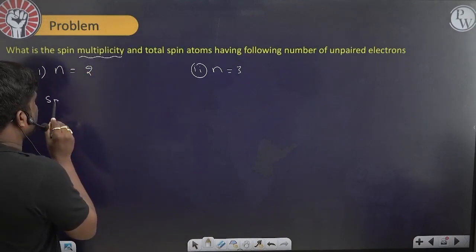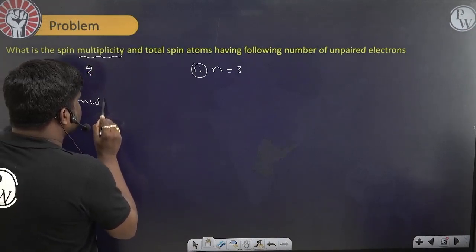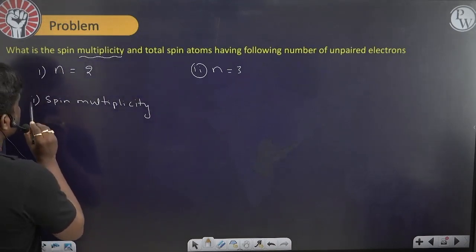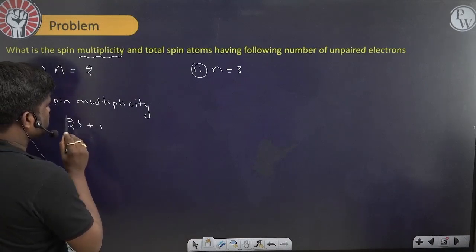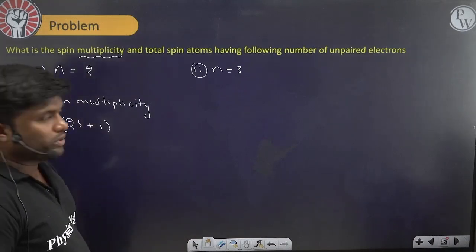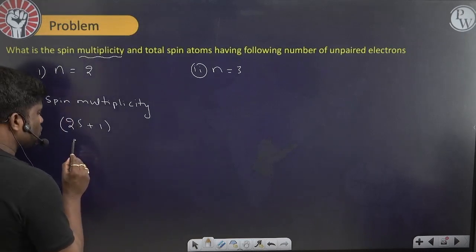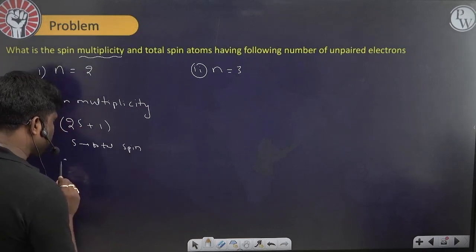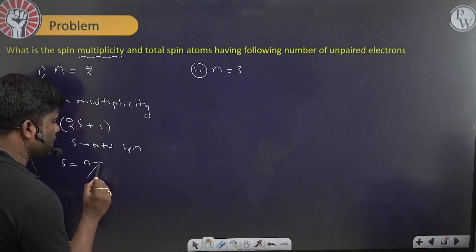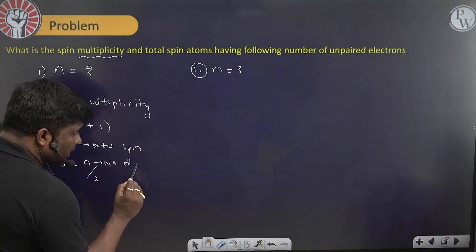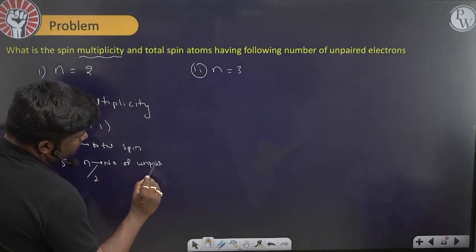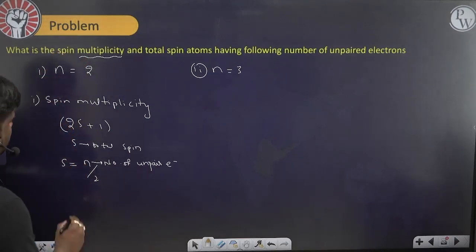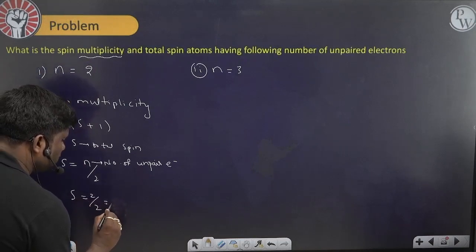Spin multiplicity formula. We are solving question number 1. Spin multiplicity is 2S plus 1, where S is total spin. Total spin is equal to n by 2, where n is the number of unpaired electrons. The number of unpaired electrons here is 2. S is equal to 2 by 2, which is 1.